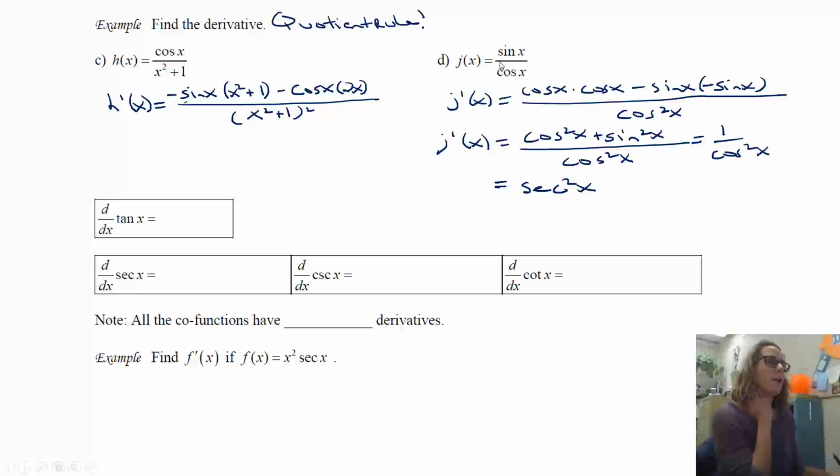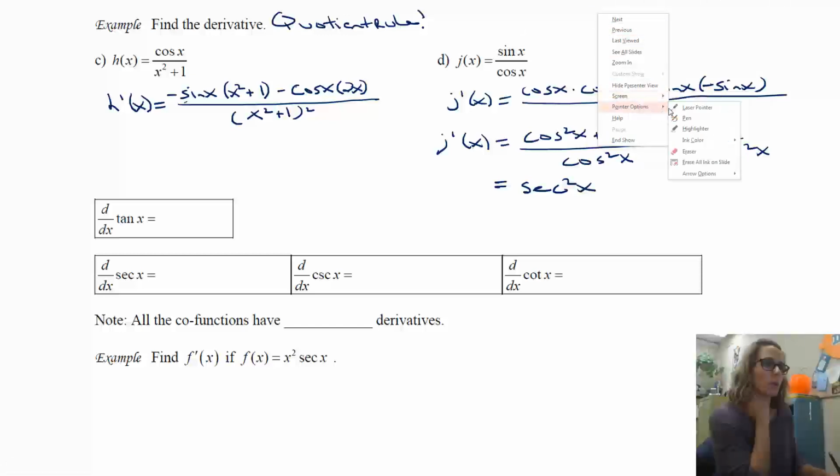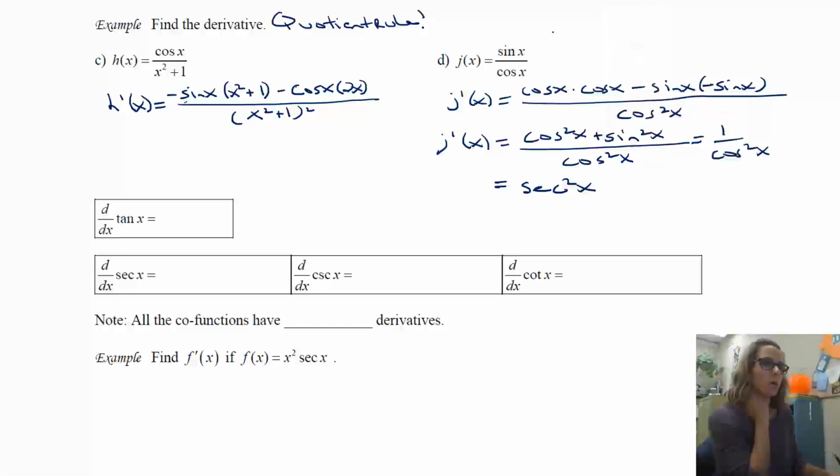Over on the right hand side, the big thing that I want you to see is I used the quotient rule, but many of you may have noticed that this is also the same as tangent. So this is tan x, sine over cosine, but by using the quotient rule I find that the derivative of it is secant squared. So the derivative of tan is secant squared x. That's coming from this right here, which is kind of exciting. We can see that using that quotient rule gives us that.